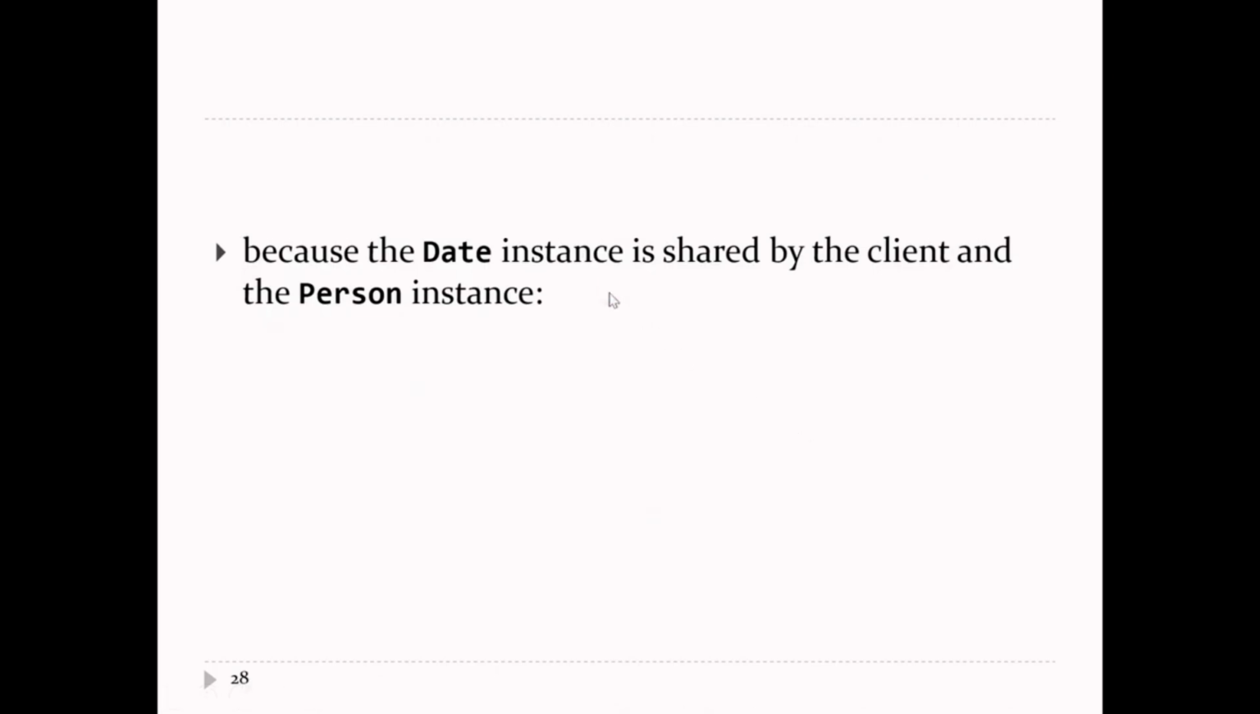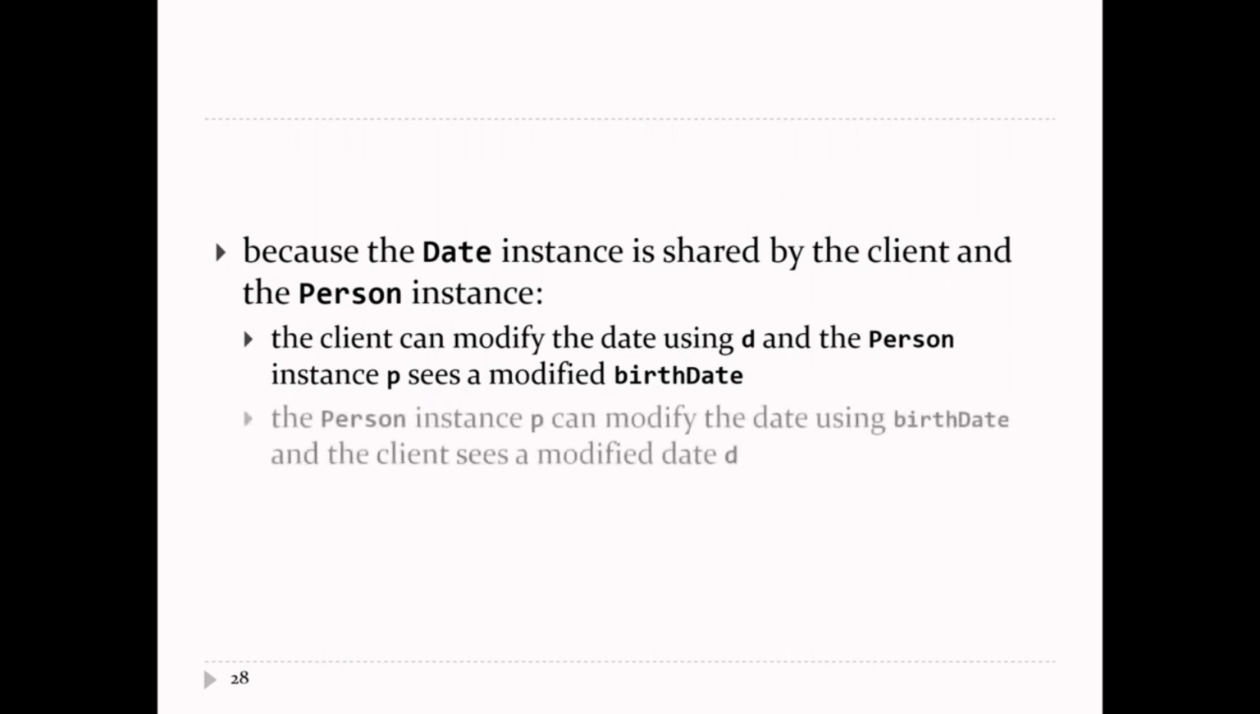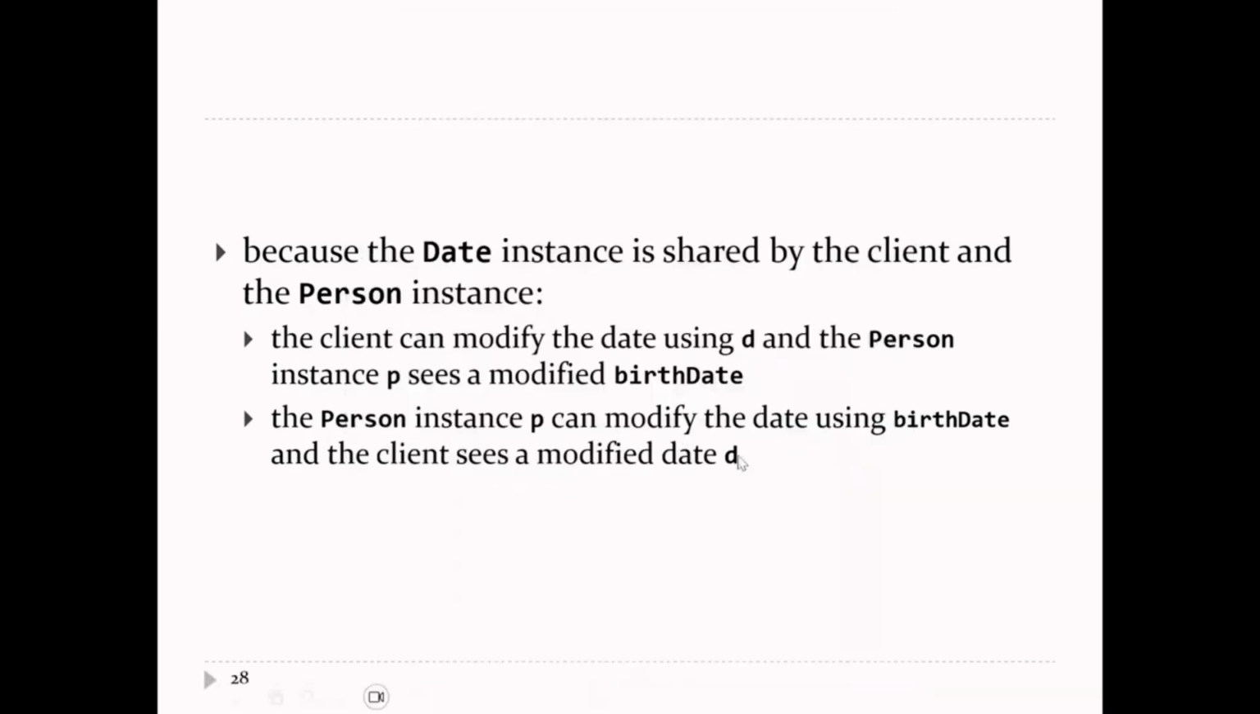Because that date instance is shared by the caller and the person object, the caller can modify the date, and the person object now sees a changed birth date. Similarly, the person object can change the birth date, and now the caller sees a modified date. So nobody actually owns the birth date object.